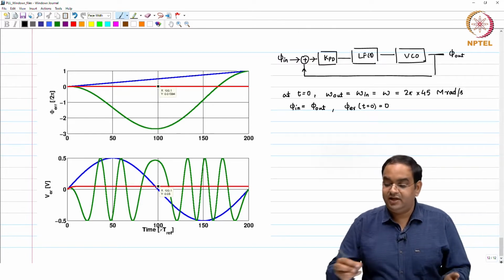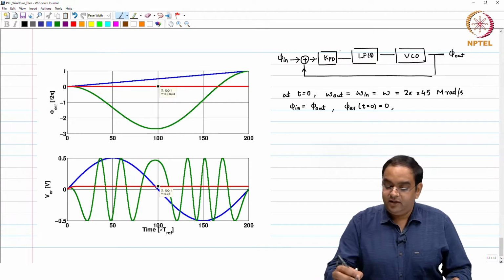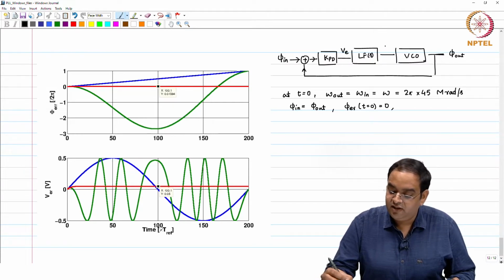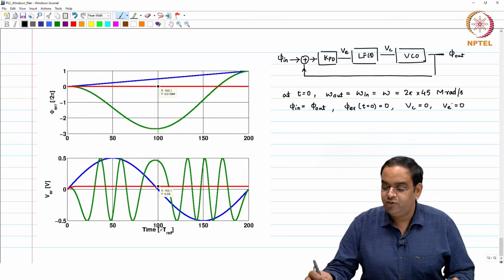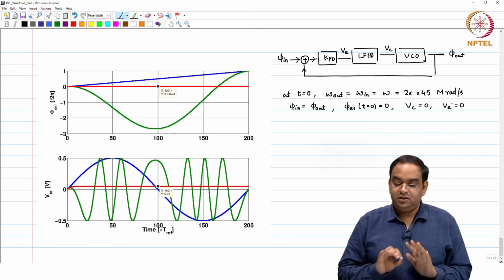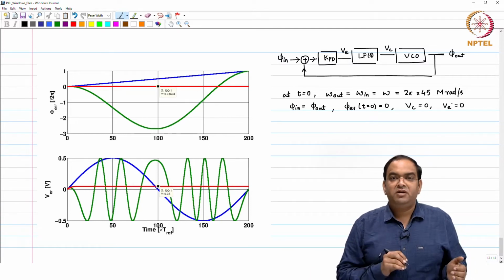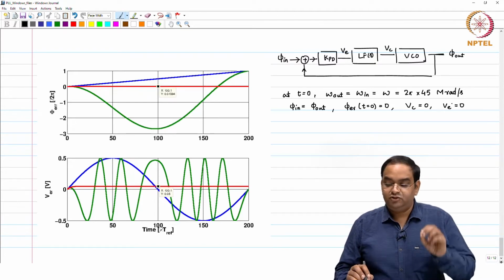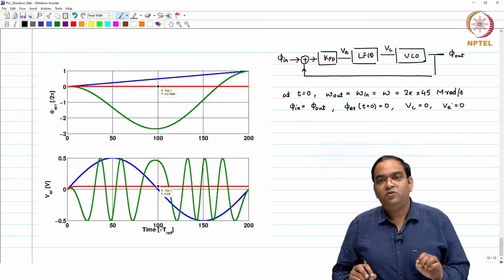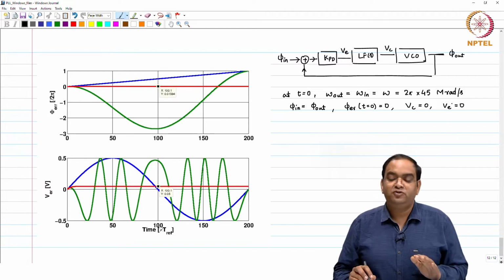These are all the initial conditions, okay, and we have here as V error and Vc. Vc was 0, V error was also equal to 0. So, this is like we are talking about a PLL where the input and the output frequencies are same, there is no phase error to begin with, the error voltage, the control voltage, all these values were 0.